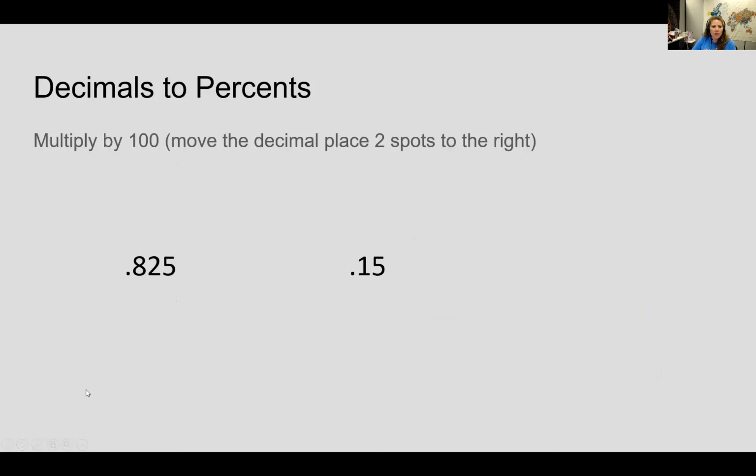All right, now we're going to move on to decimals to percents. All you have to do to go from decimals to percents is move your decimal 2 places to the right. In other words, we're multiplying by 100. So if we have 0.825, we can just move our decimal 2 places to the right. So our percent is 82.5%. What about 0.15? We move our decimal 2 places to the right. 0.15 is equal to 15%.